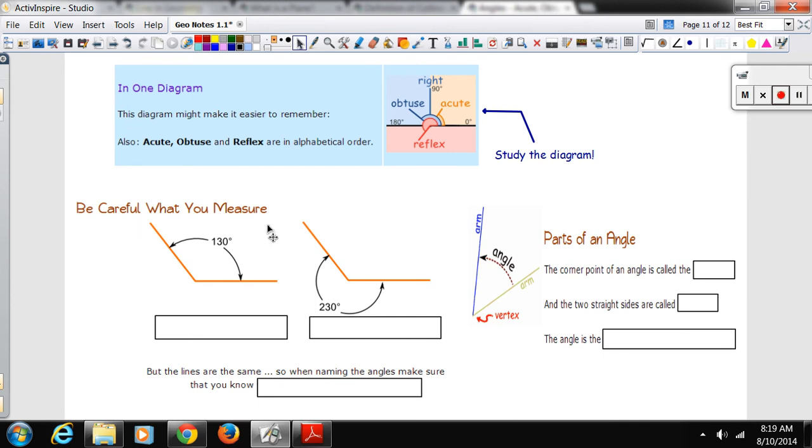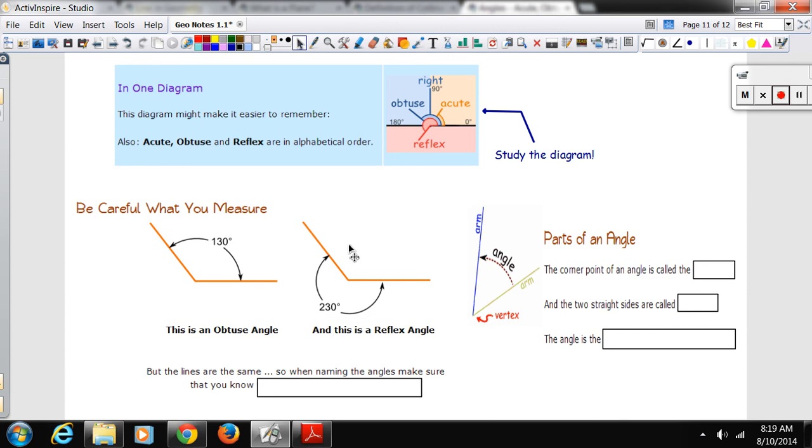But be careful what you measure. This is also in the Math is Fun website, that these two angles are the exact same in lines, but if I measure the inside, I'm measuring the obtuse angle, which is 130. If I'm measuring the outside, I'm measuring the reflex angle, which is 230. So this one's obtuse and this one's a reflex because of the difference of where I'm measuring it. So be careful what you measure, and always notate what it is you're measuring with letters. But the lines are the same. So when naming angles, make sure that you know which angle is being asked for.